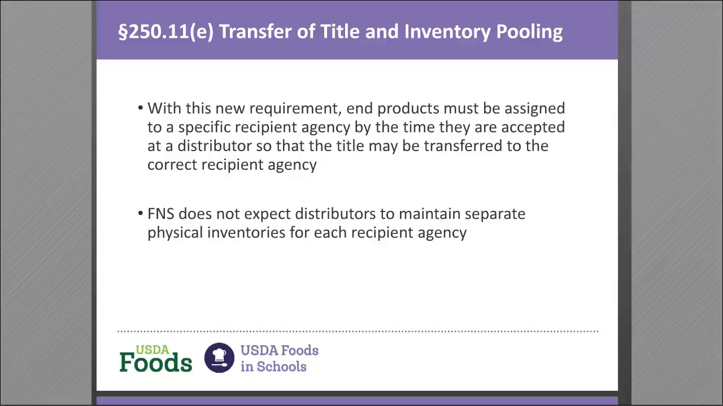We have heard questions on whether this new provision will require distributors to maintain separate school-owned inventories for each recipient agency, including individual stock-keeping units for each end product and recipient agency. This is not the case. FNS does not expect distributors to maintain separate physical inventories for every recipient agency. This would be overly burdensome and would contradict the long-established concept of substitution in USDA foods processing.